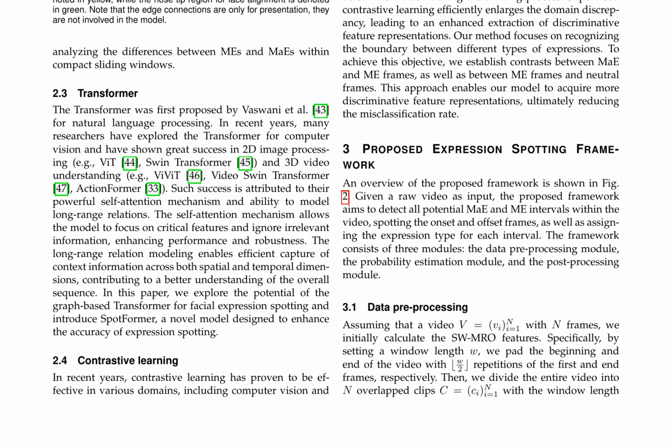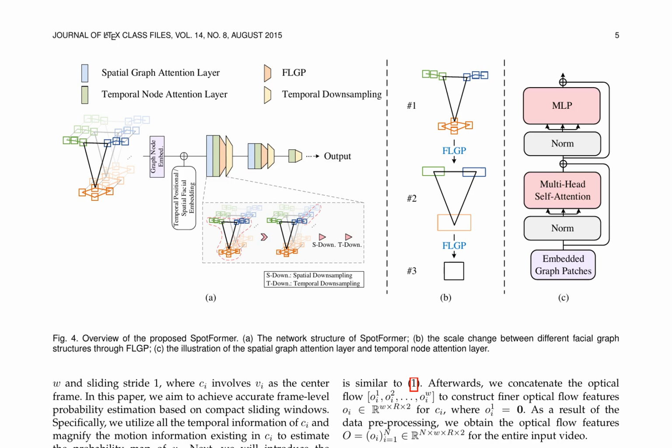The paper provides a comprehensive overview and comparison of related literature, particularly with regard to temporal action localization. The framework is designed to detect all potential macro and micro-expression intervals within a video, spotting the onset and offset frames, as well as assigning the expression type for each interval. The proposed SpotFormer model is designed for accurate frame-level probability estimation in facial expression spotting, utilizing a compact sliding window of optical flow features as input.